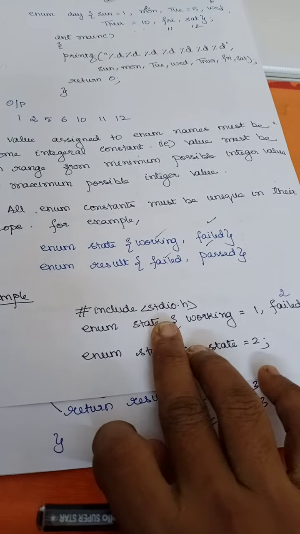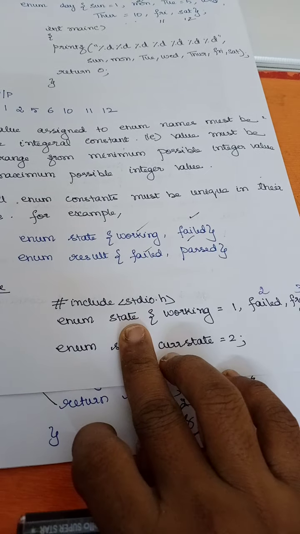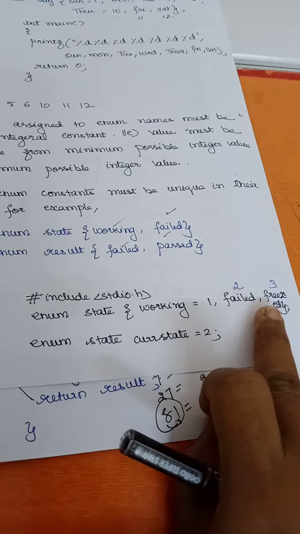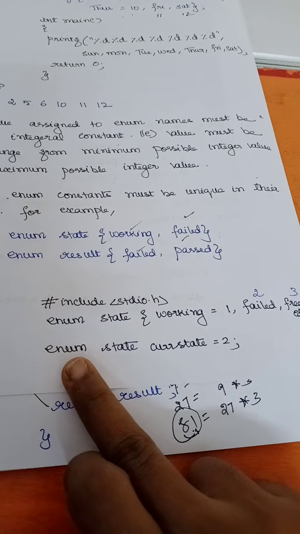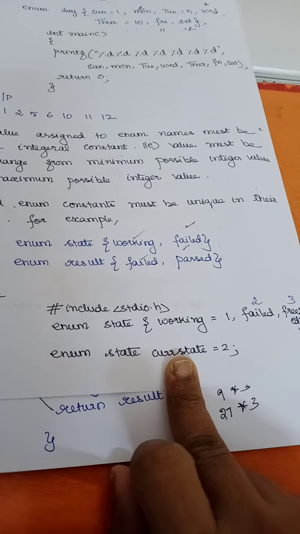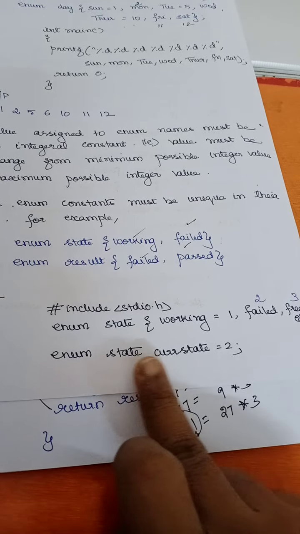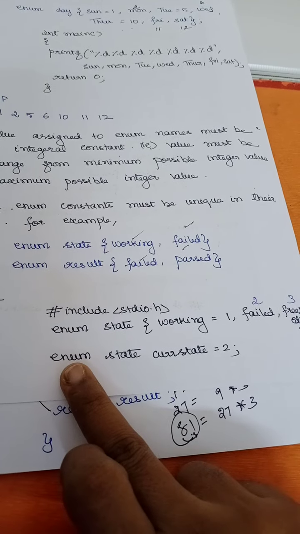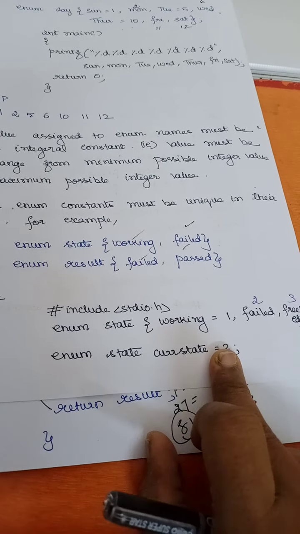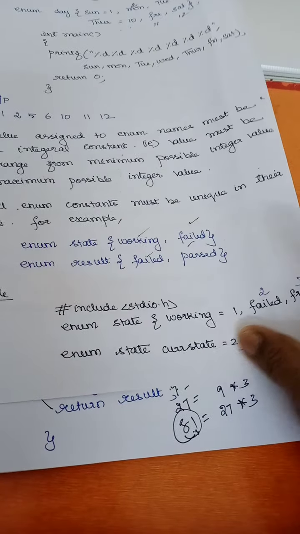Hash include stdio.h. In enum state, here I have three variables, working, failed and freezed. And I have one more variable, current state, like how we have declared enum weekday. Similarly here also you have enum state current state. Here I am assigning the value 2.